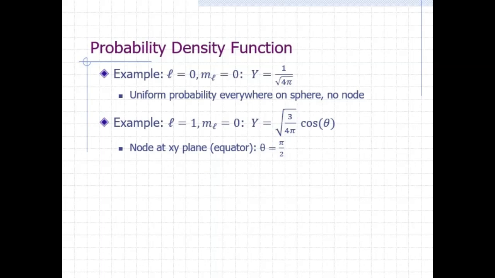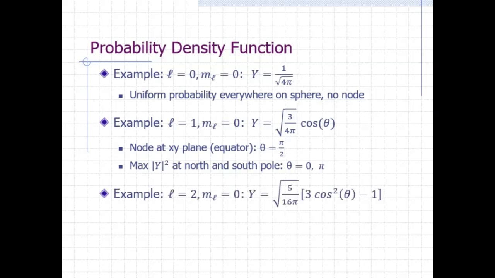The maximum value of the probability density function occurs at the north and south poles, where theta is 0 and pi, and cosine theta is +1 and -1. So, for this quantum state, the most probable location for the particle on a sphere is at the poles. The probability diminishes as you approach the equator.